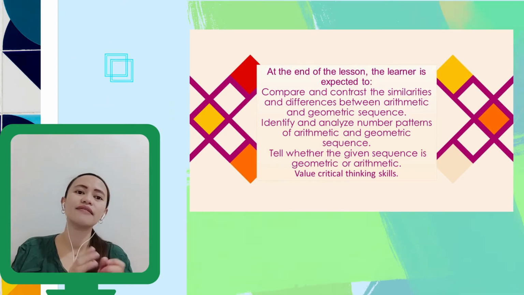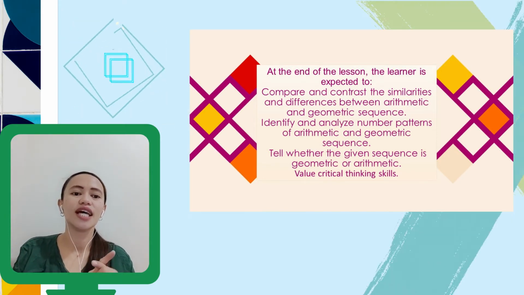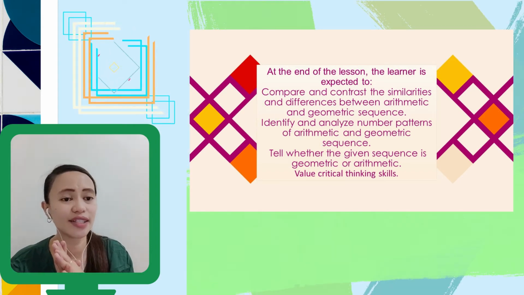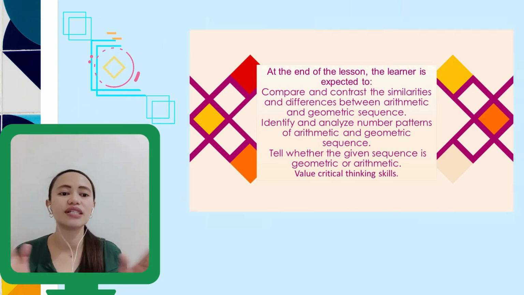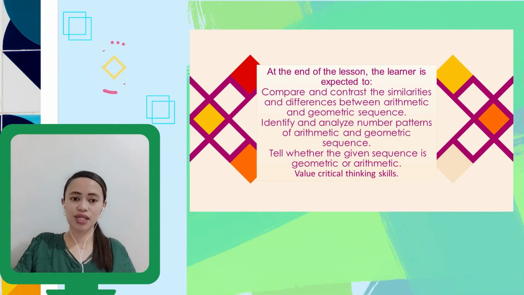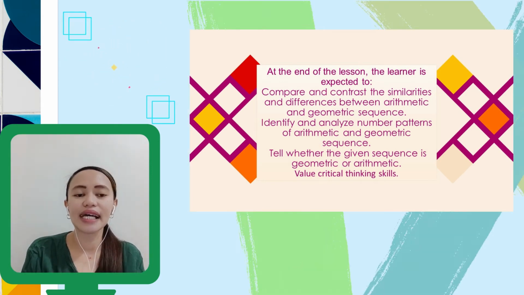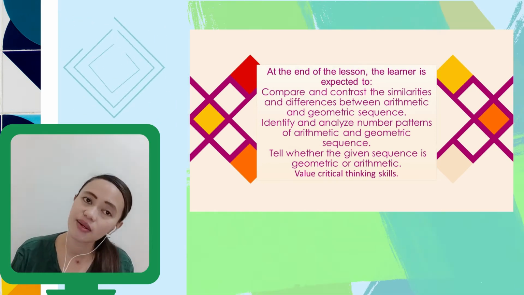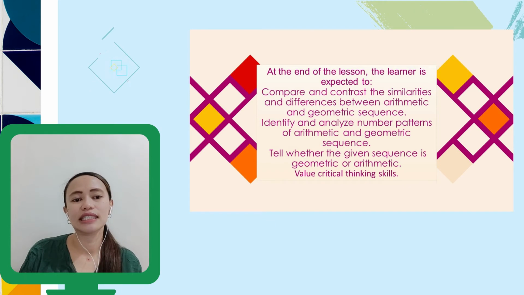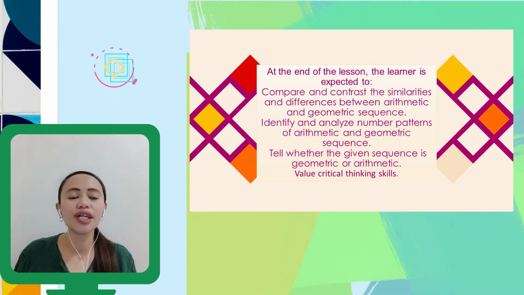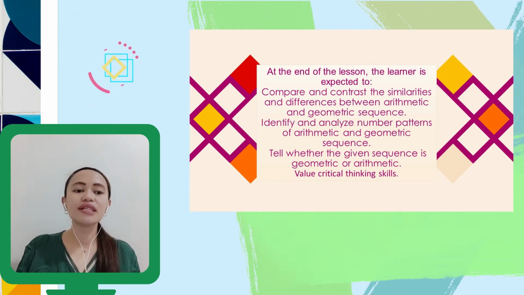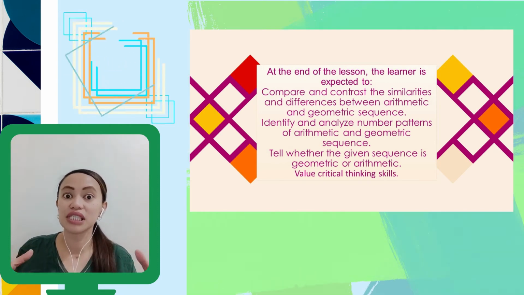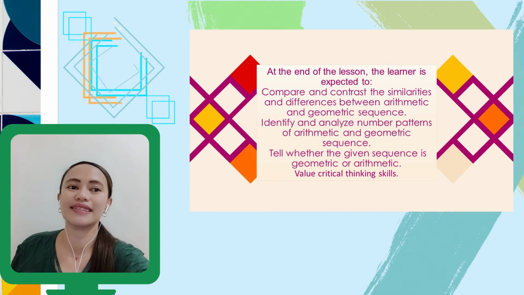Okay, so let's have lesson 5 for this week 3. At the end of the lesson, the learner is expected to compare and contrast the similarities and differences between arithmetic and geometric sequences, and identify and analyze number patterns of arithmetic and geometric sequences. The learner must tell whether the given sequence is geometric or arithmetic, and we need to value critical thinking skills for this moment.